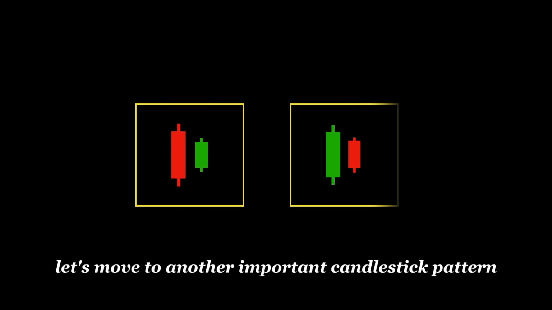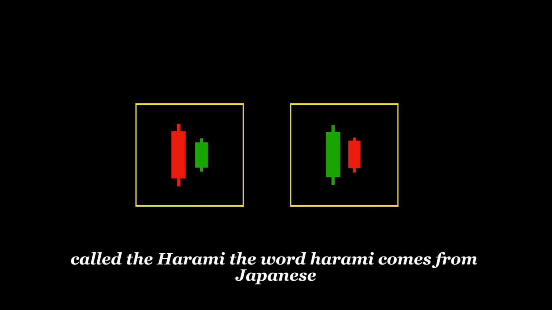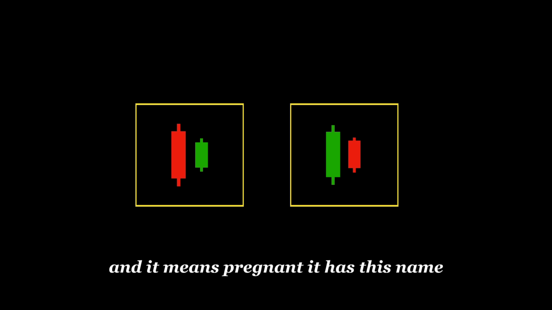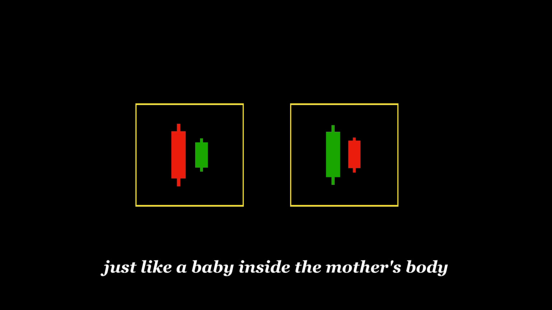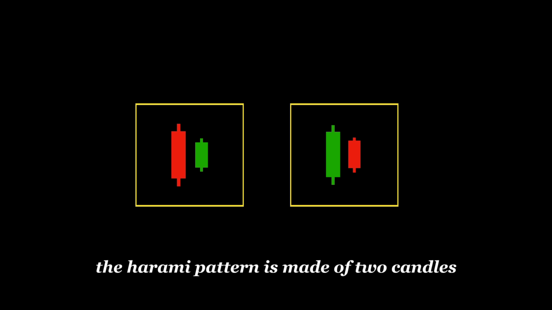Now let's move to another important candlestick pattern called the harami. The word harami comes from Japanese, and it means pregnant. It has this name because the pattern looks like a small candle inside a larger candle, just like a baby inside the mother's body. The harami pattern is made of two candles.